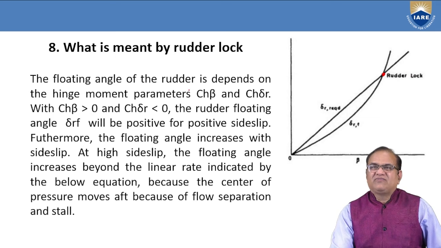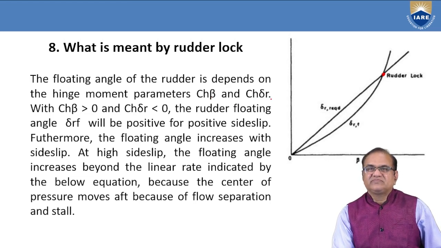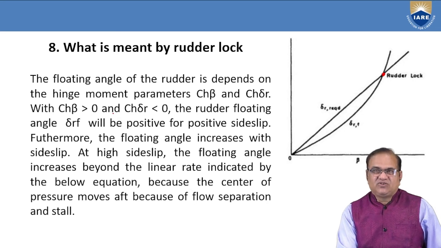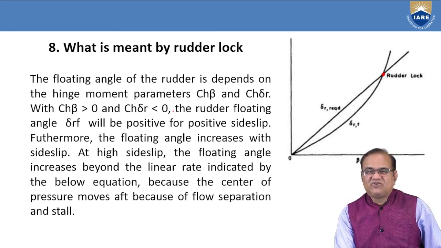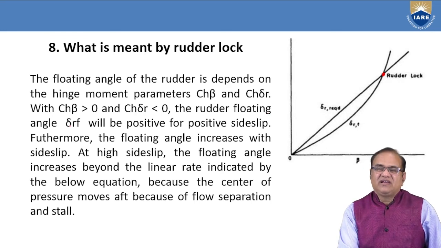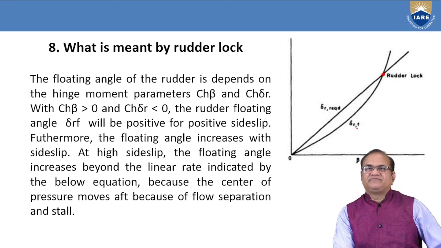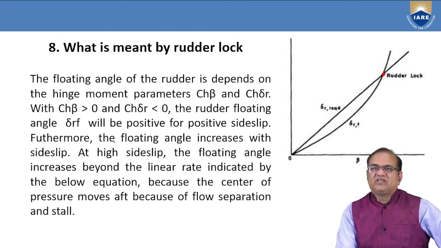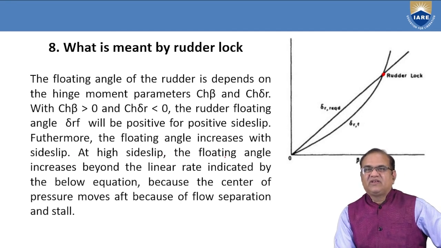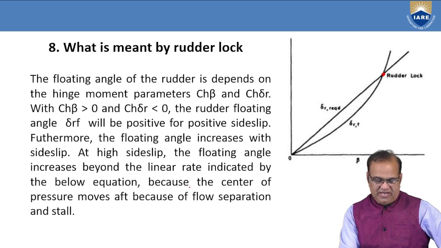The floating angle of the rudder depends on the hinge moment parameters, called CH beta and CH delta R. With CH beta greater than 0 and CH delta R less than 0, the rudder floating angle delta RF will be positive for positive side slip. Furthermore, the floating angle increases with side slip. At high side slip, the floating angle increases beyond the linear rate indicated by the equation below.